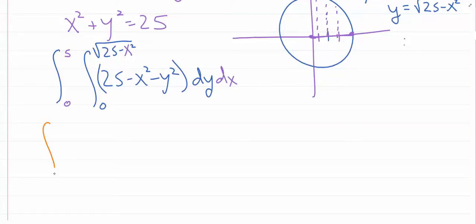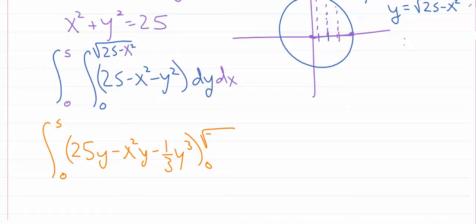Because now, let's take a minute and dig this. Let me go ahead and integrate it. I might as well go ahead and give this a try. This is going to be 25y minus x squared y minus 1/3 y cubed. And that's going from 0 to the square root of 25 minus x squared, dx. Okay?